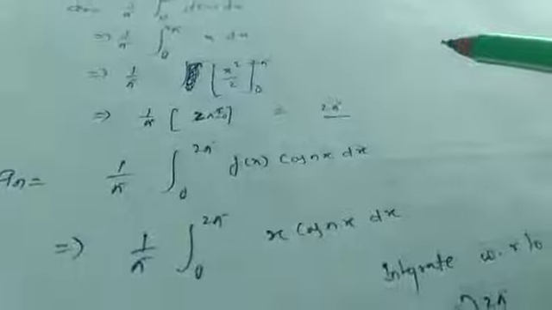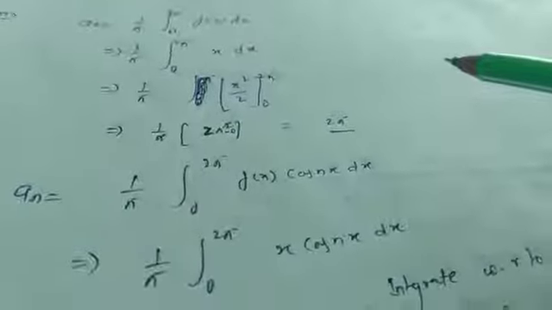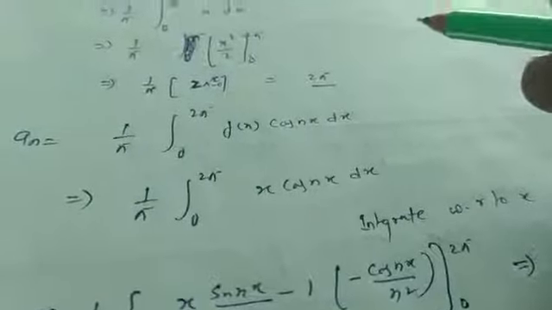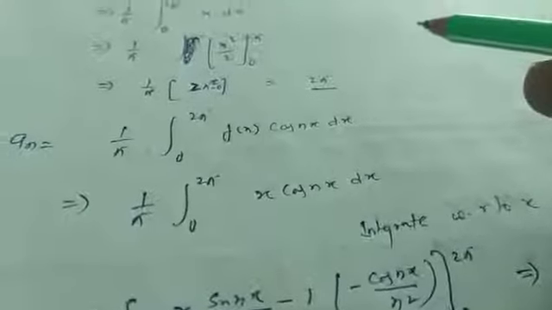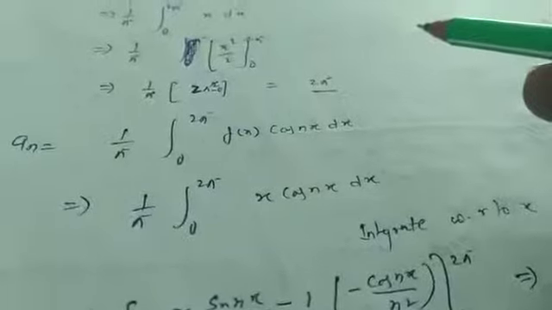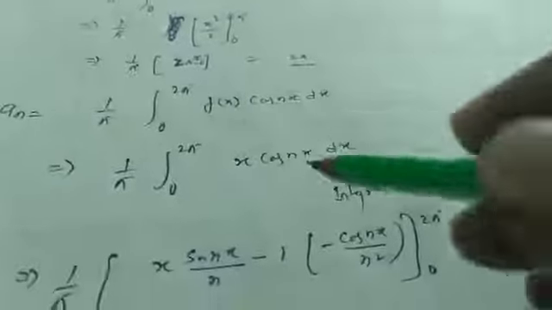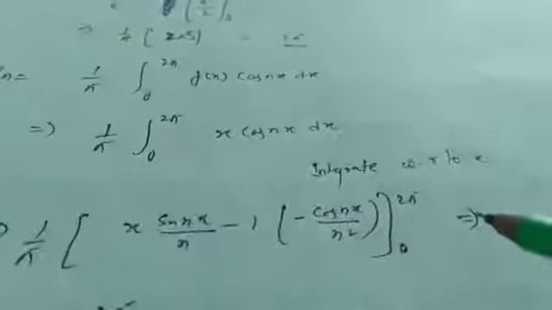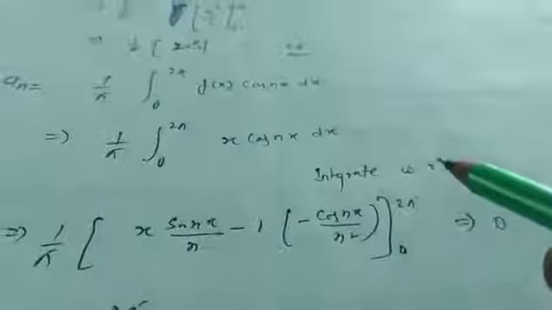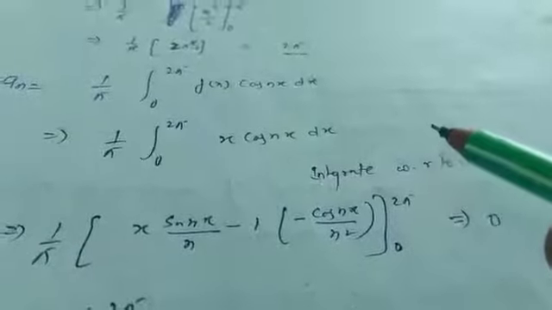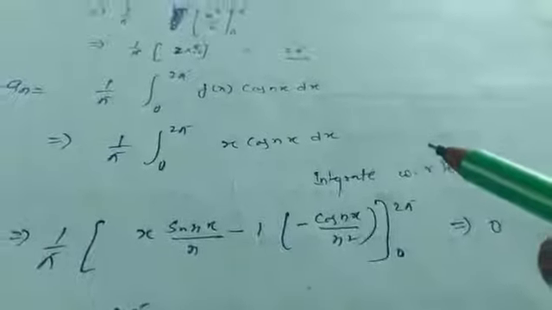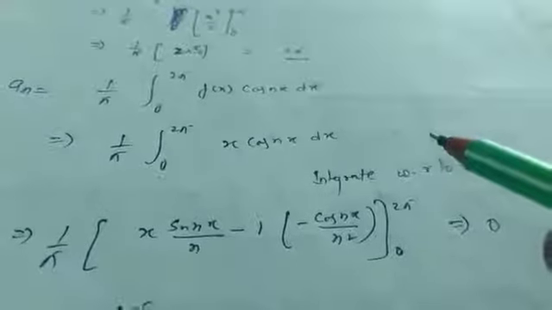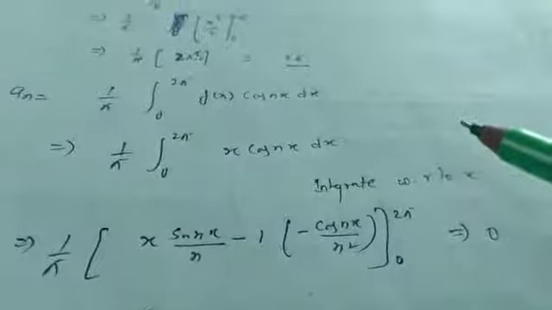And also we find the value of an equal to 1 by pi integral 0 to 2 pi f(x) cos nx dx. f(x) equals x, so we put 1 upon pi integral 0 to 2 pi x cos nx dx, integrating with respect to x. In the integration part, we use the first into second rule, where x is the first function and cos nx is the second function.